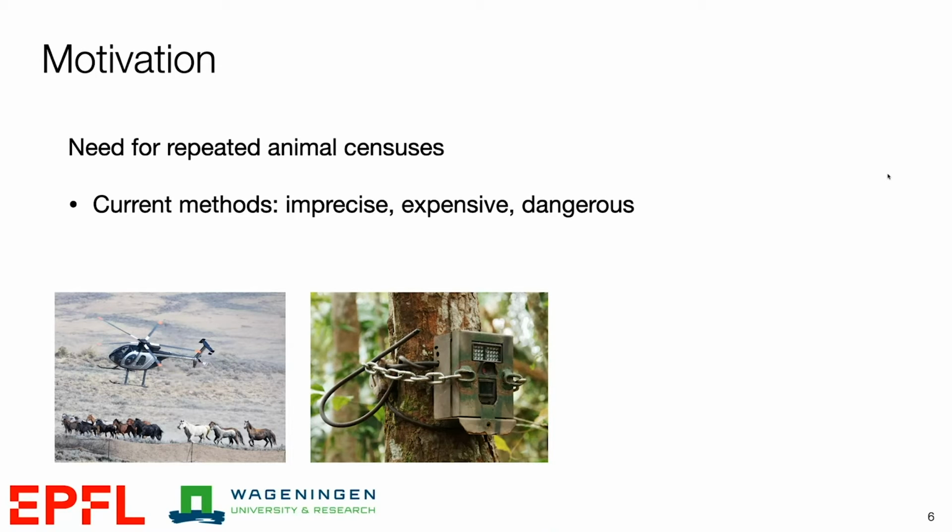Because, for example, helicopters have manned people with binoculars. And so they're very imprecise because the estimated counts differ between the observers, and they're expensive, and they're very dangerous. Aircraft accidents are the number one reason for deaths among ecologists in the field. And camera traps are also very imprecise because they can just monitor one particular location.